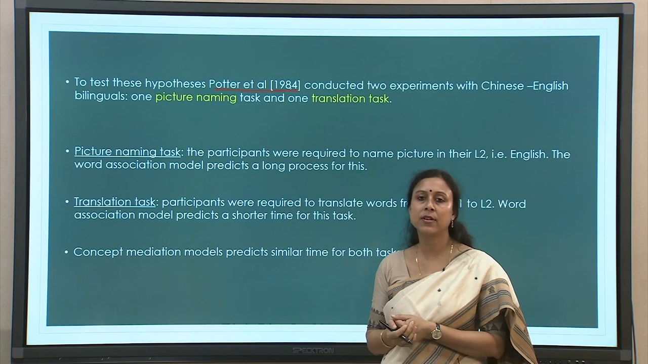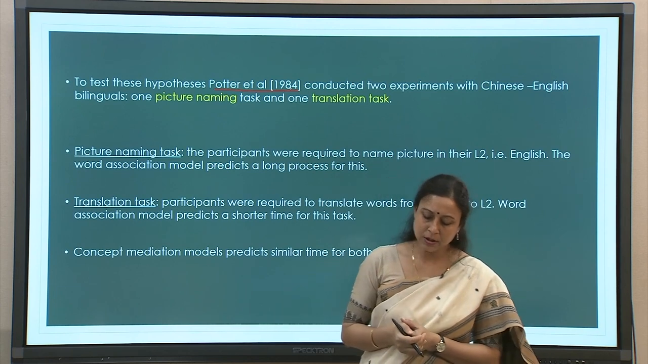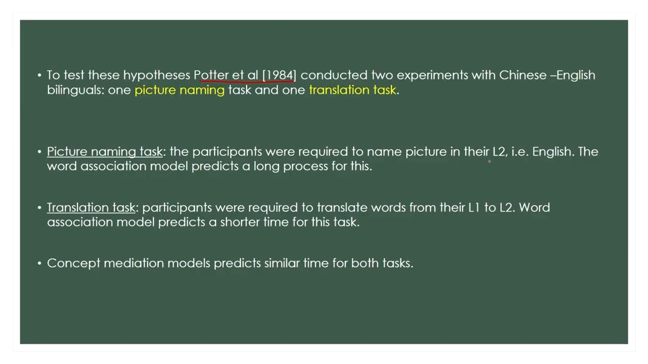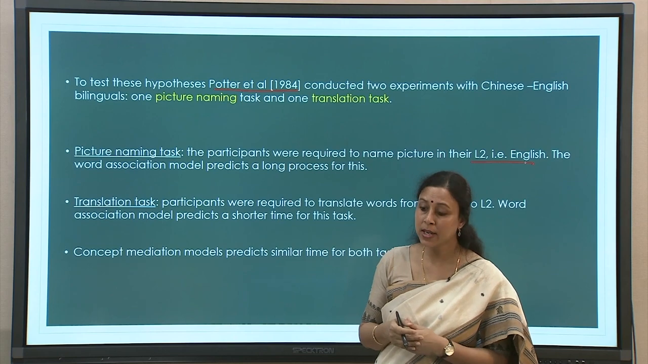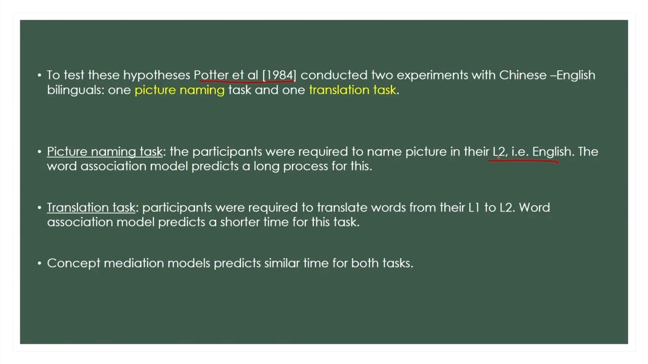Then the task was to name them. The participants were required to name pictures in their L2, in this case English. What do you think would happen if Chinese English bilinguals are speaking in English and naming pictures? In the case of the word association model, it should take a lot of time. Why? Because the output language is L2. So from L2 he has to go to L1, and then from there he has to go to the concept. Right, it is a long way. So concepts, or in this case it was a picture, so it is the other way around.